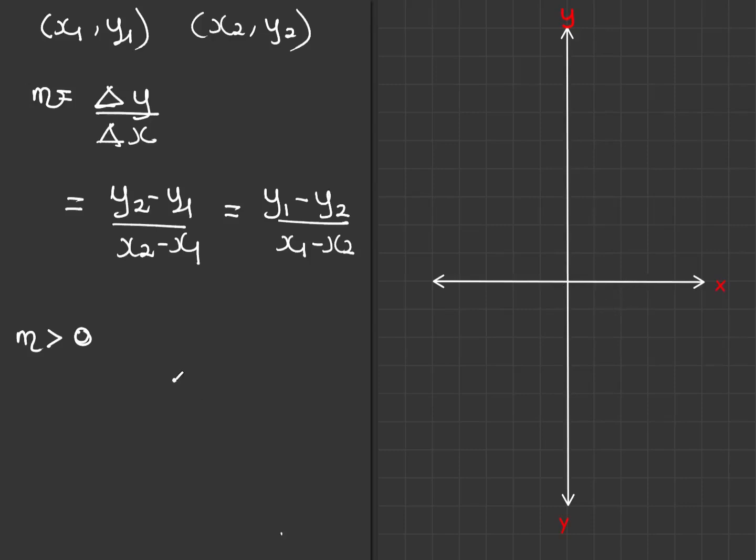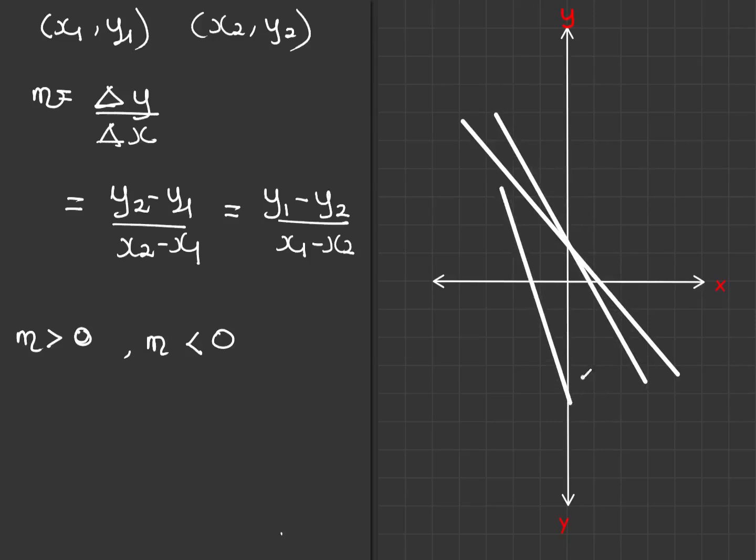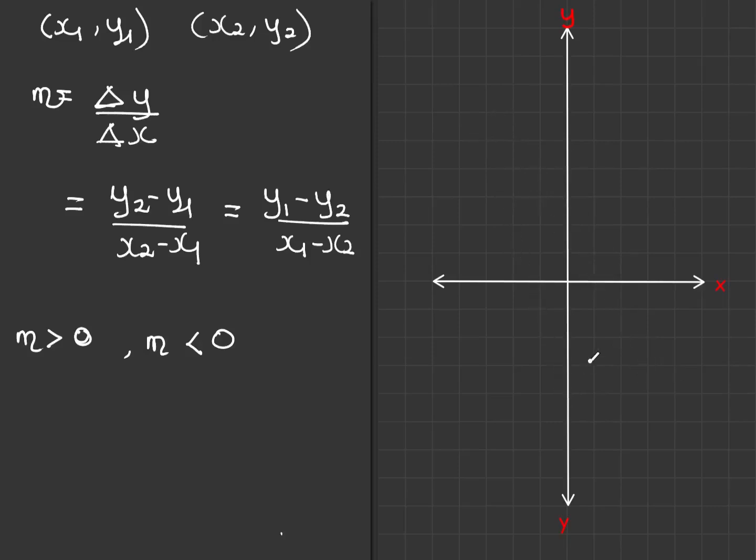The next one you should look at is when your gradient is less than 0. When the gradient is less than 0, we say it has a negative slope. For a negative slope, the line is falling. It falls from the left to the right hand side. That is a negative slope.